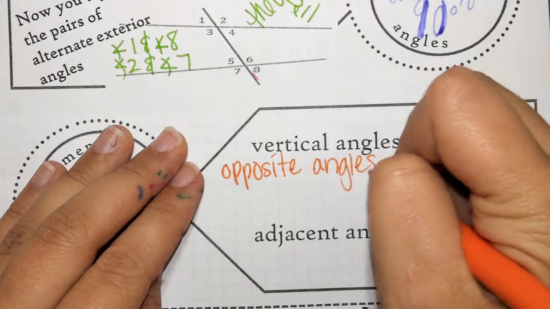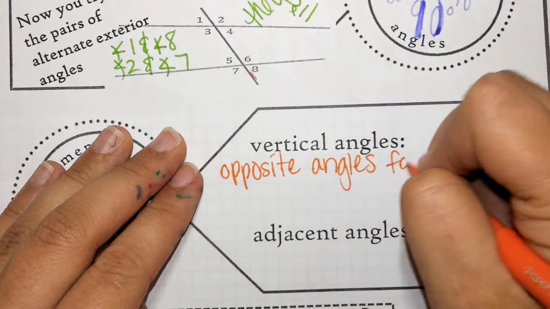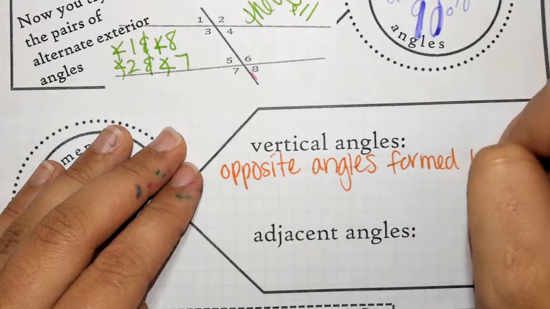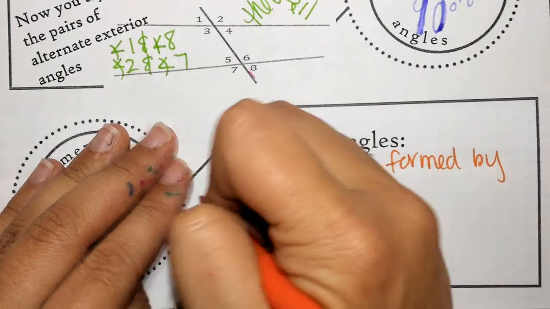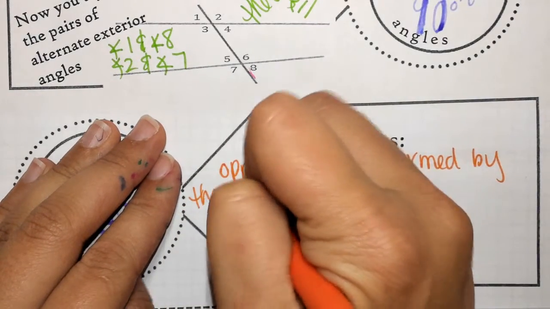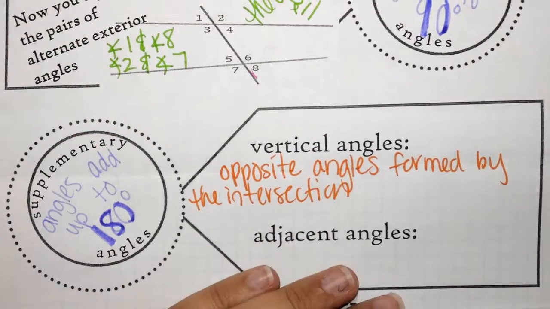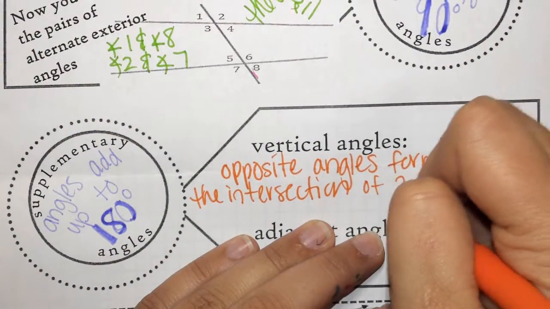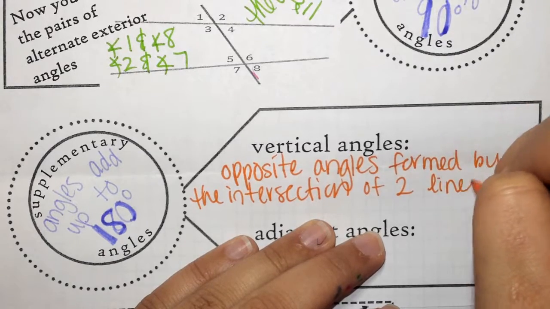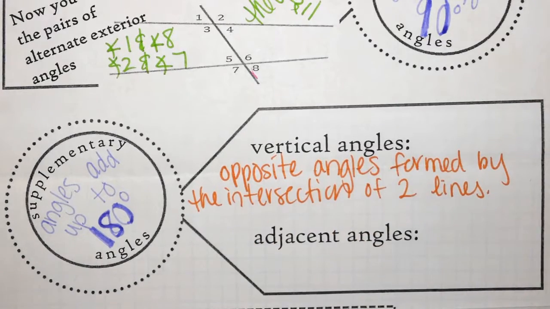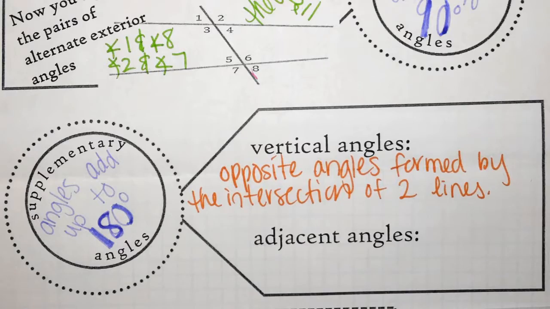So, opposite angles formed by the intersection of 2 lines. And what do we know about their measure? They are congruent. Take a point.